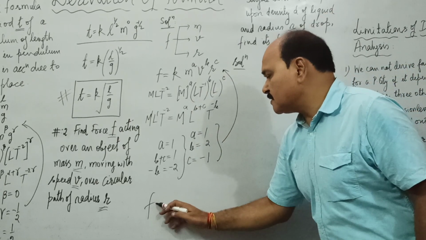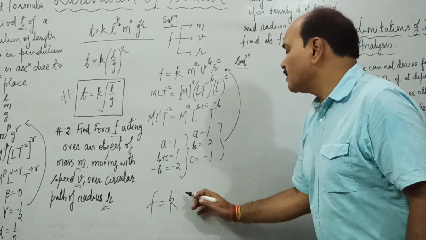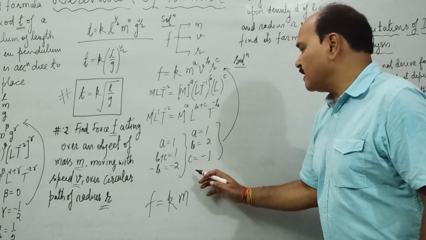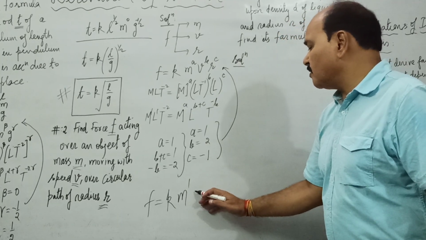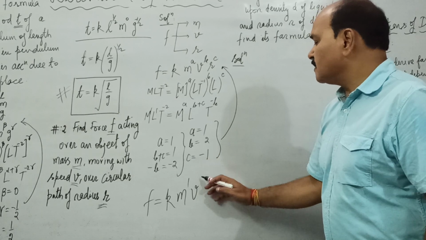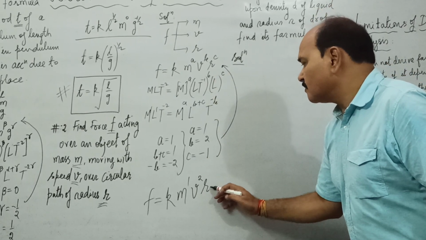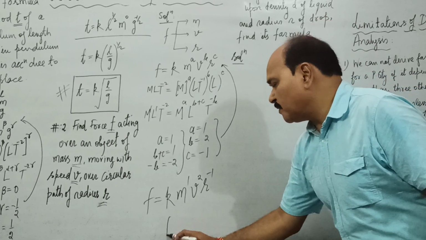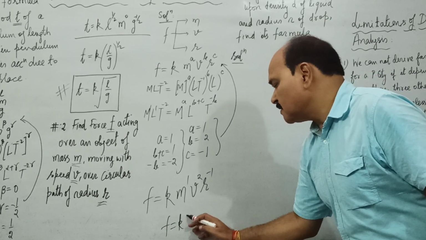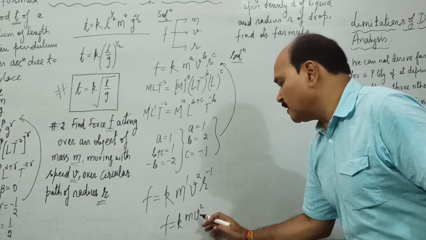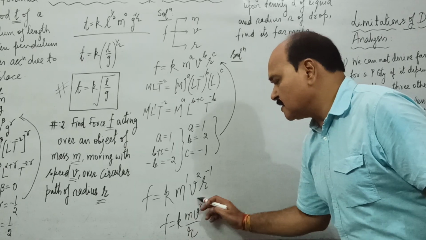And if we substitute all these values in this formula, what do we get? We get F as K, M to the power what? A, 1, V to the power what? B, that is 2, R to the power what? C, that is minus 1. That means the formula is going to be K times M V square by R. This is the formula for centripetal force.